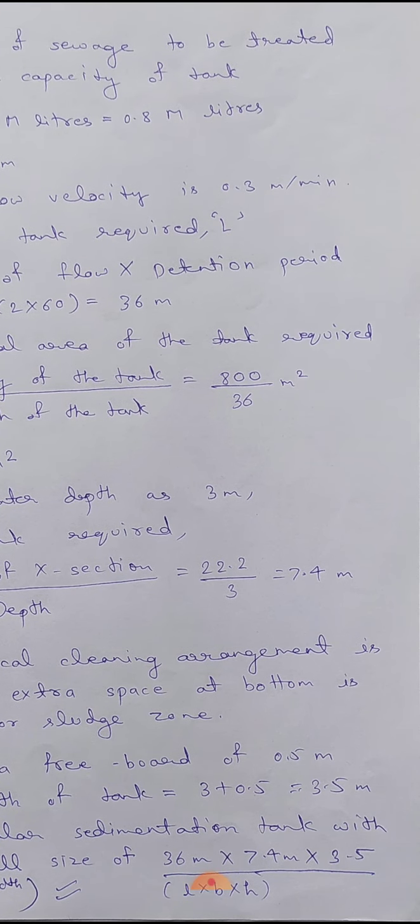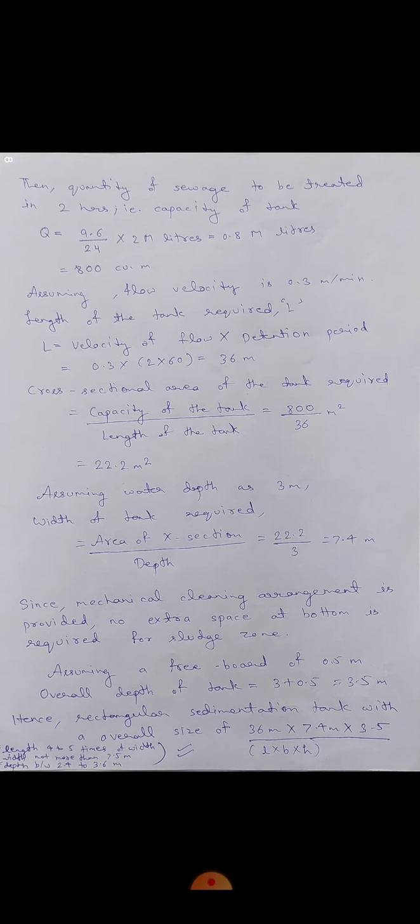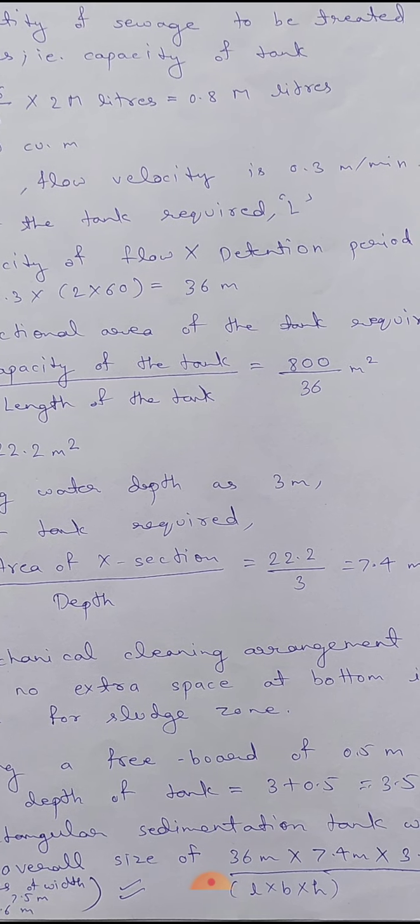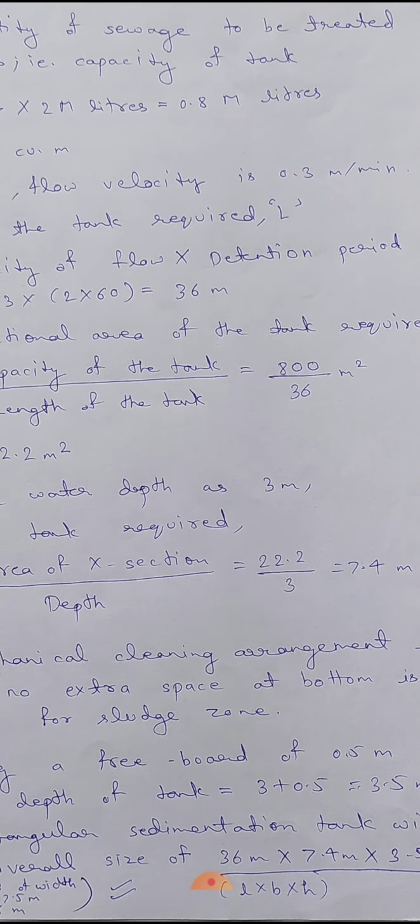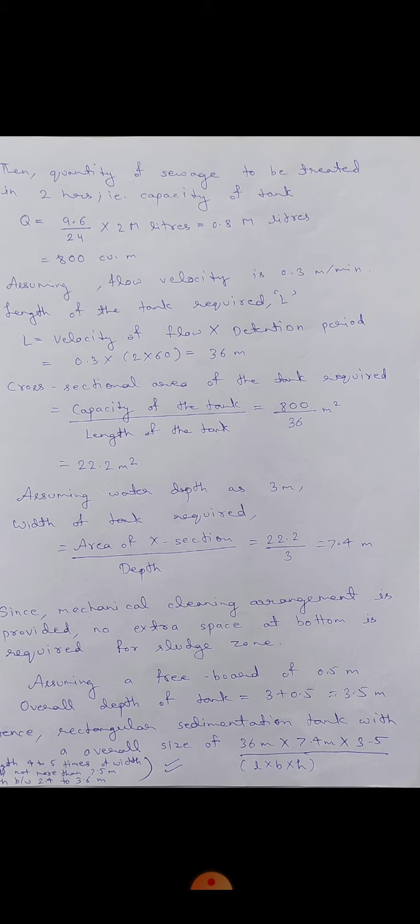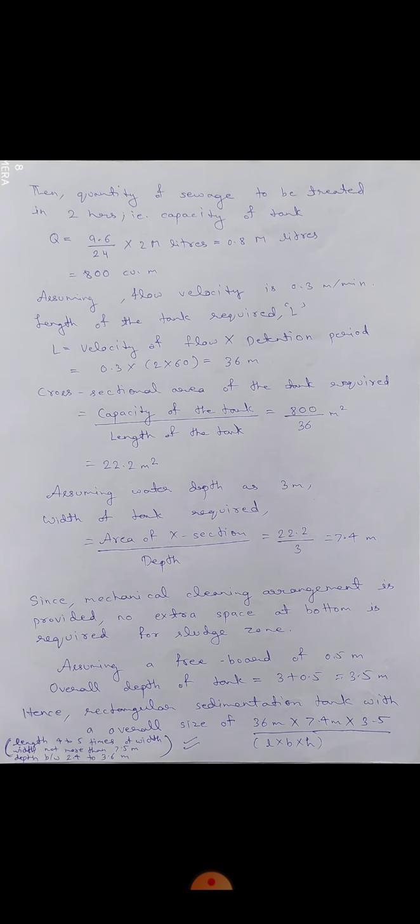From here you get 7.4 meter of width, and then h is 3.5 meter. From here you get 3.5 meter. Okay, so these are the dimensions of the rectangular tank which we have to design. Now we have to check it against the values which have been used for the design.